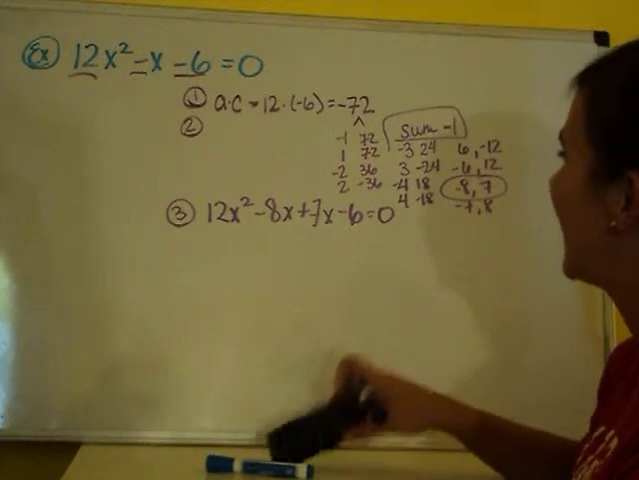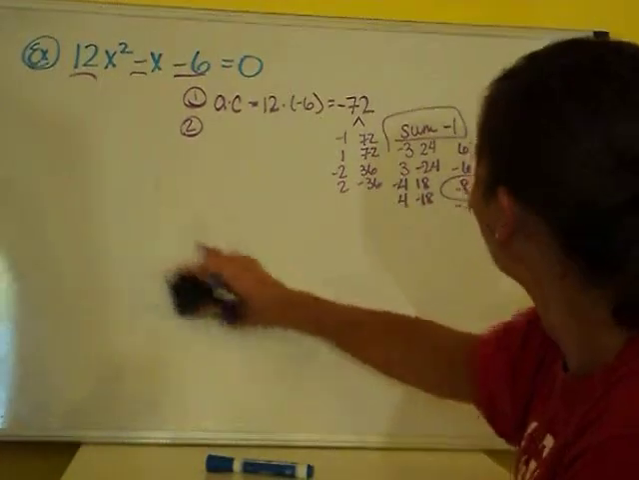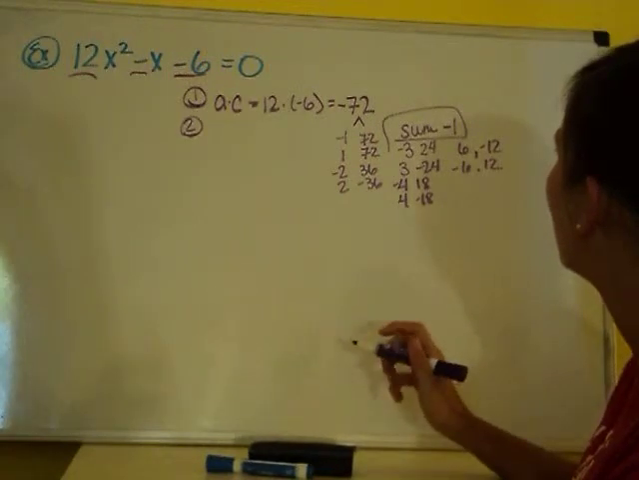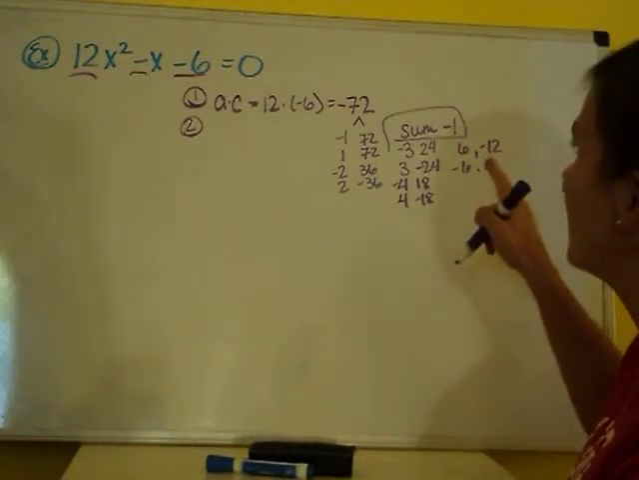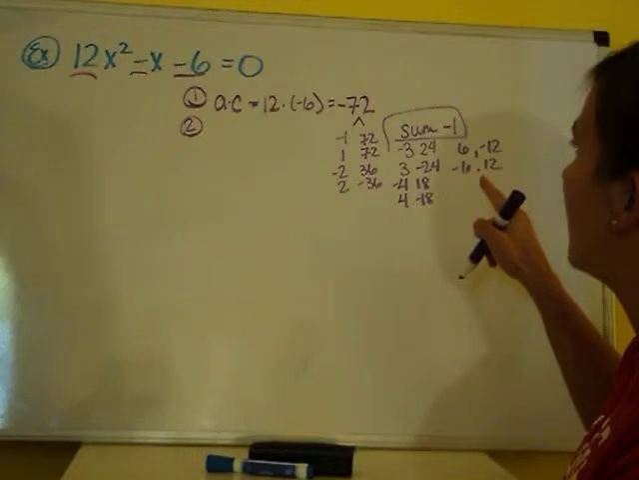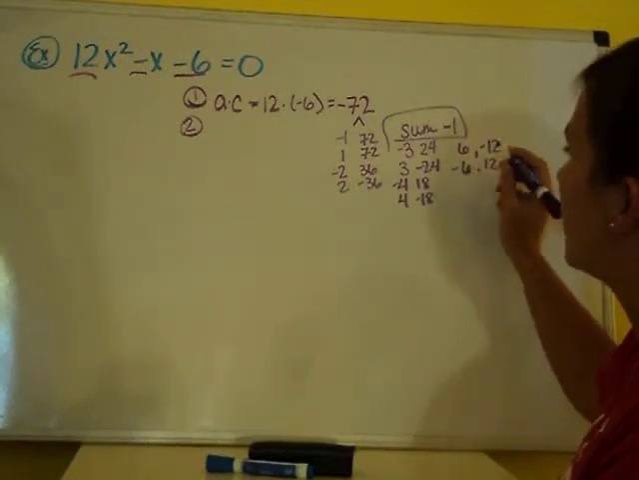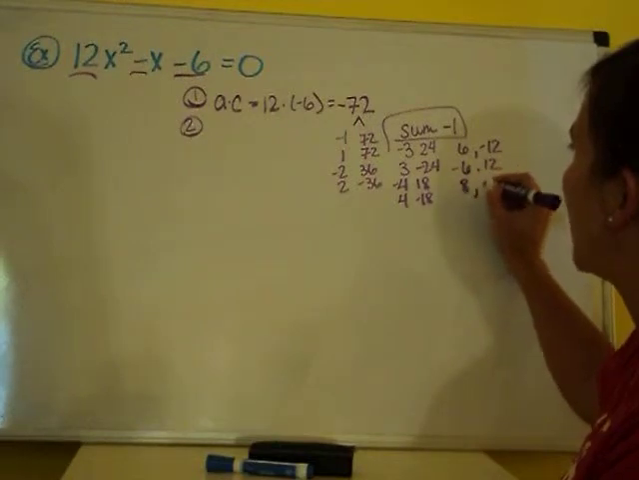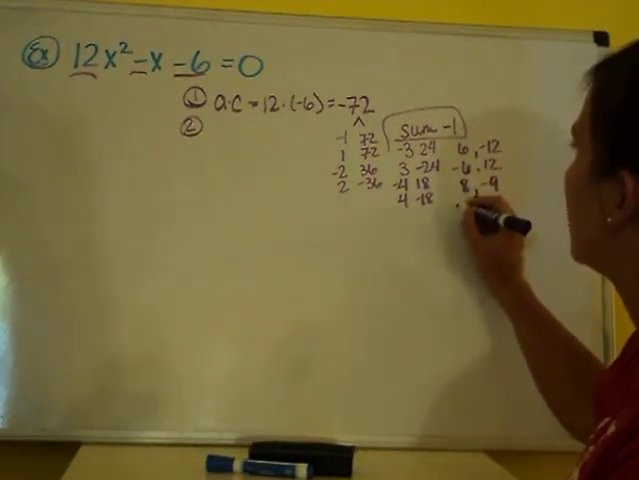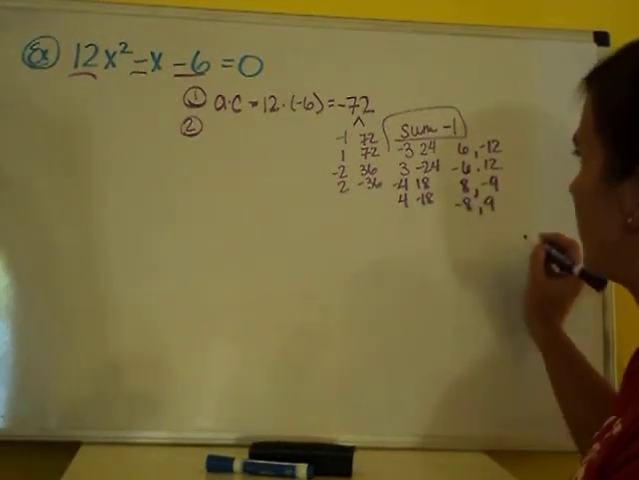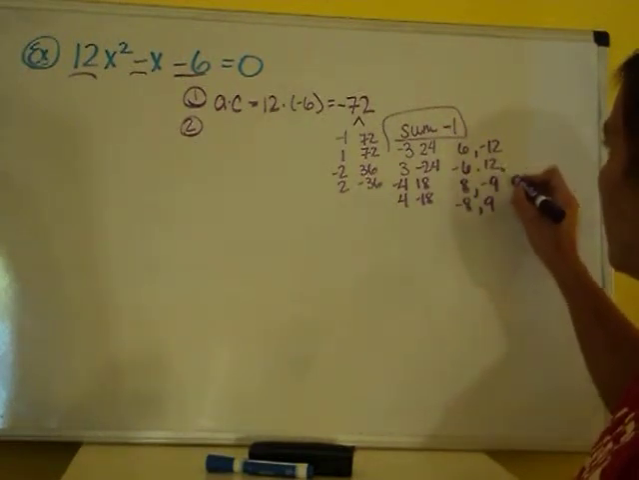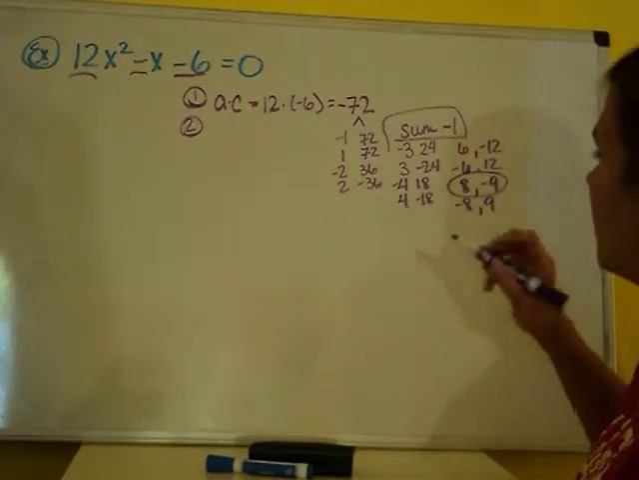9 and 8. That'll do it. Okay. 6 and negative 12. Okay, then we also have 7's not going to work. Then we're going to have 8 and negative 9, negative 8 and 9. Which ones add to negative 1? I'm going to have 8 and negative 9.